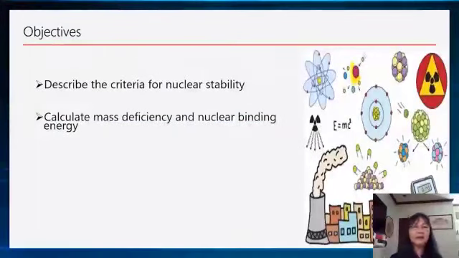For this lesson, I will be describing with you the makeup of the nucleus. So this is where nuclear power comes from. Also, I will be describing the criteria for nuclear stability and calculate the mass deficiency in nuclear bonding.